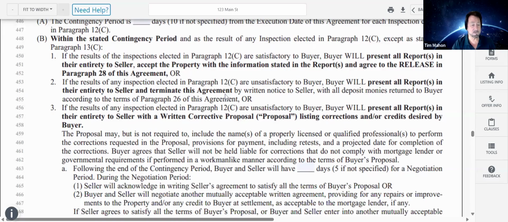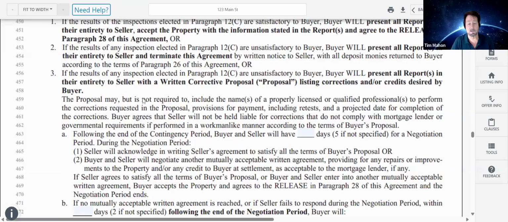So the third one is the most common one. If the results of any inspection elected in paragraph 12 are unsatisfactory to the buyer, the buyer will present all reports entirely to the seller with a written corrective proposal listing corrections and/or credits desired by the buyer. This is where we get into what the buyer asked for. And we have a buyer reply to inspection addendum that we use for that purpose. And that form basically lists what the buyer is concerned about.